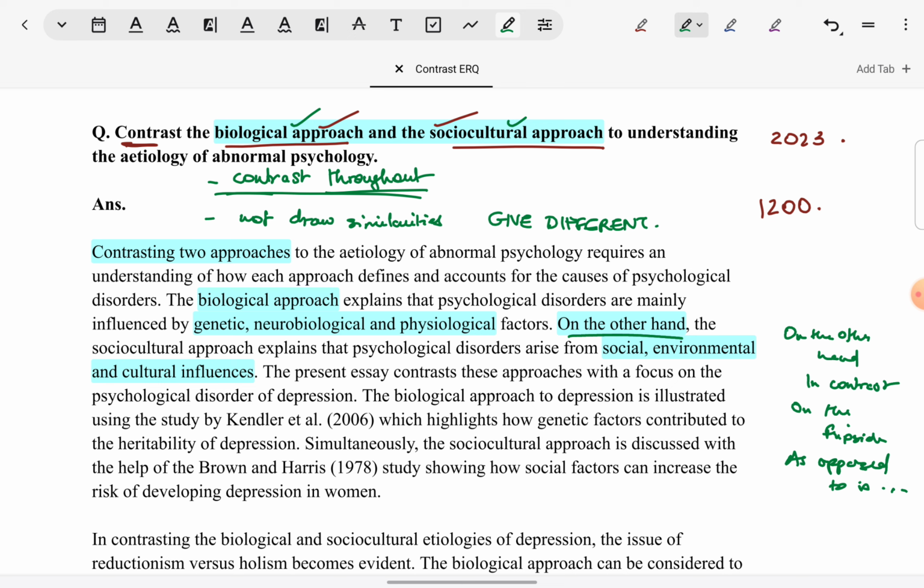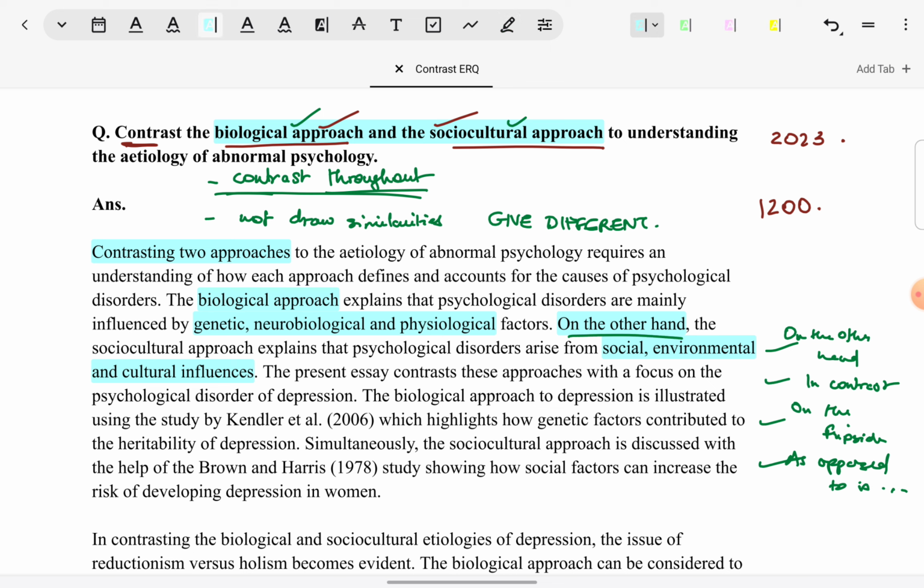For you also, when you're writing, if you aim to write with such beginning phrases, it really keeps you on track. You don't deviate or go away from contrasting the approaches, because when you begin a sentence like this, you know you must follow with something that differentiates this approach from the other. So for your good writing also, using these phrases can help you, and it can make your answer easier to read for the examiner as well.